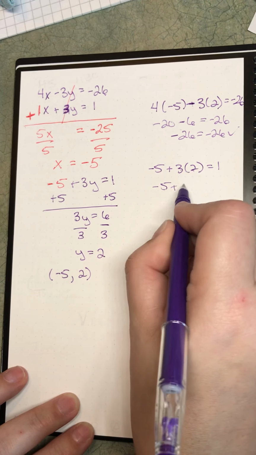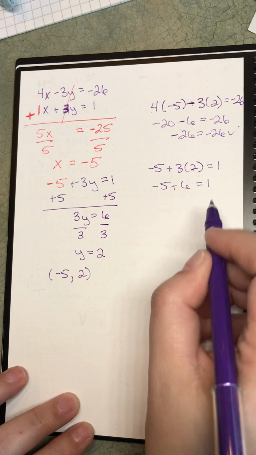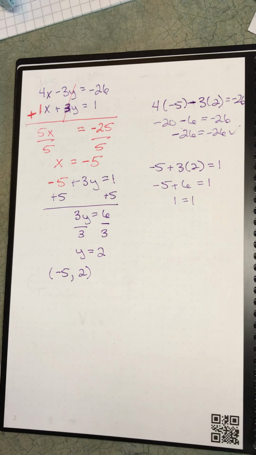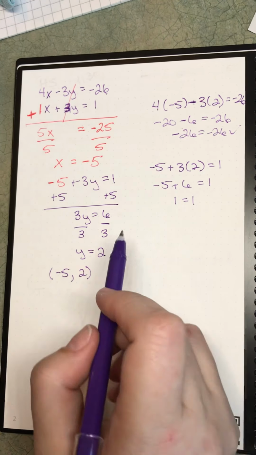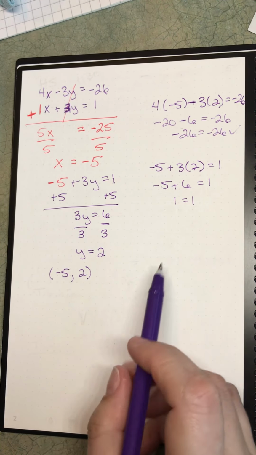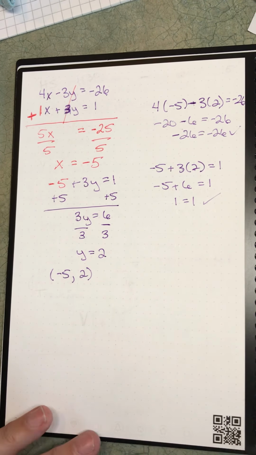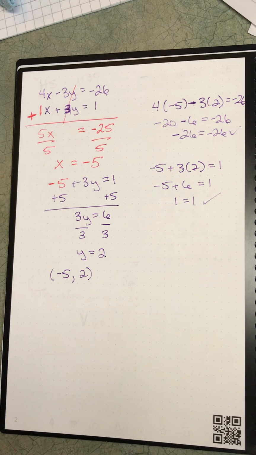Negative 5 plus 3 times 2 is 6. 1 equals 1. So this is one of those places where with order of operations, we have to remember that we're multiplying first, then adding. Okay, so it looks like we did it right. Okay, so we'll move on to another example.